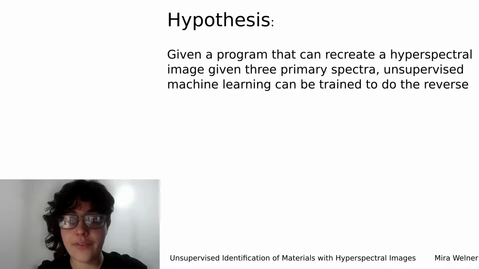We hypothesized that given a program that could take three primary spectra of a hyperspectral image and use them to derive the original hyperspectral image, you could also use convolutional neural networks, specifically autoencoders, to then go the other direction and take a hyperspectral image and from that derive the three primary spectra, which could then be used to determine the three primary materials of that image.